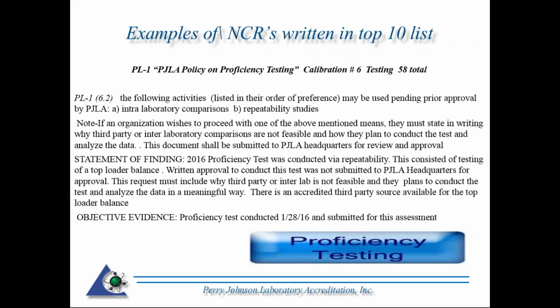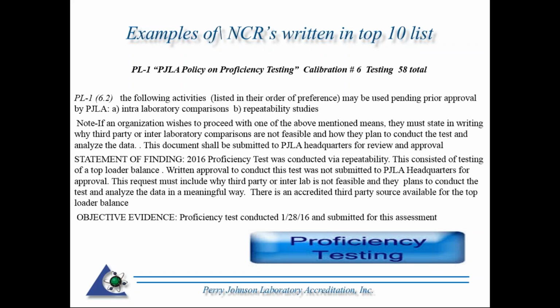So proficiency testing, PL1. This is an area, especially with initial accreditation, and I would state probably the two areas that come to mind for new labs that might struggle are getting proficiency tests under control, and then also measurement uncertainty and uncertainty budgets for new calibration labs. I would say a lot of new labs struggle with these. So we're just going to go through one example of a nonconformance written here, and then touch on some other areas where I've seen problems and written nonconformances.